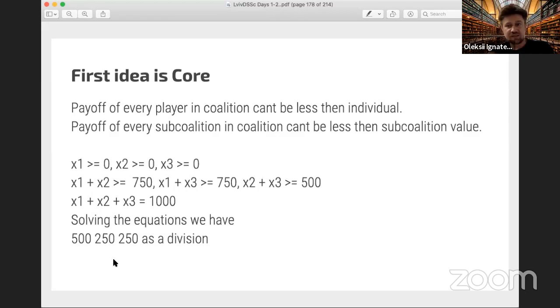So this concept is called core. The core is a concept to solve a cooperative game by defining a value function that describes the value of a coalition.